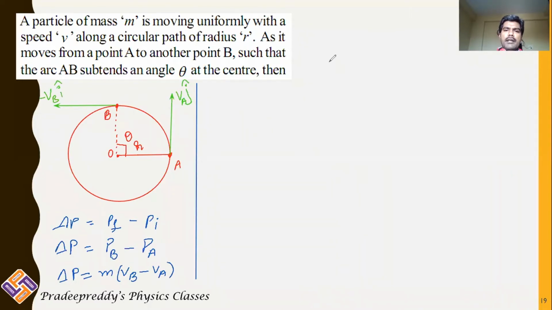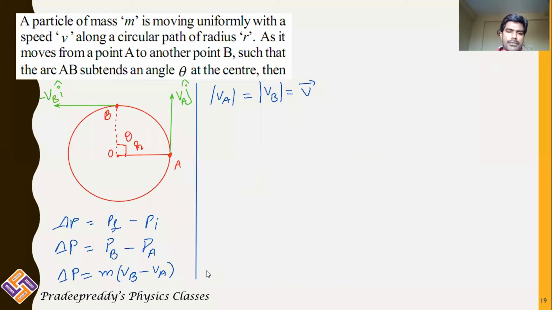The particle is traveling with uniform motion, which is clearly mentioned in the problem. Therefore, the magnitude of velocity at A is equal to the magnitude of velocity at B, which is equal to v. This is given to you. The particle's speed is not changing, which means the magnitude of the velocity vector is not changing, only the direction is changing. So the magnitude of velocity at A and at B will be the same, that is v.